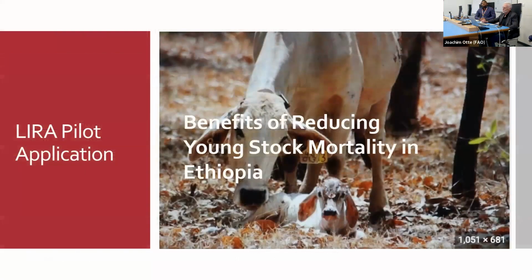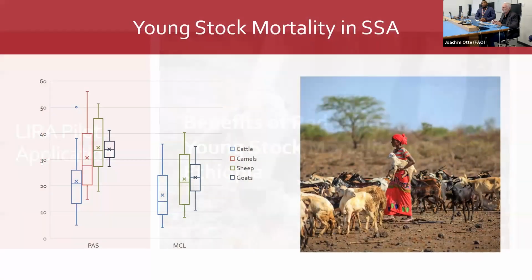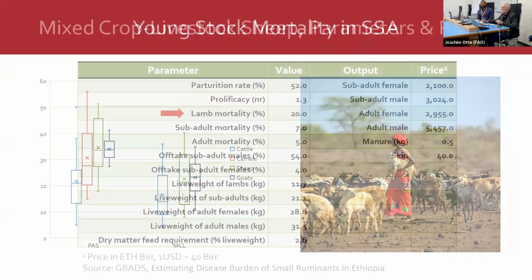intervention. Looking at young stock, we know mortality of young stock is very high. So this is, again, looking at literature on young stock mortality in sub-Saharan Africa. The left is pastoral, and the different colors are different species. So it is cattle, camels, sheep, and goats. And on the right is mixed crop livestock. So they are slightly smaller or slightly lower, but it is still very high.